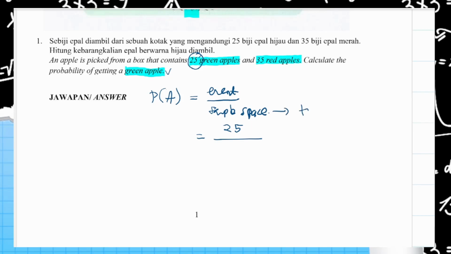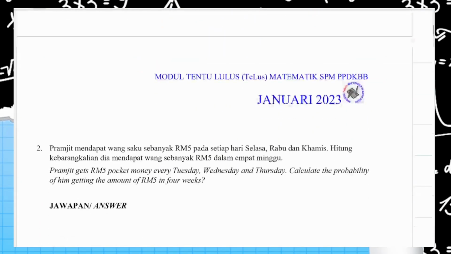Remember again, the keyword is total, all possible outcomes. So here 25 divided by 25 plus 35, so you will get 25 over 60. Remember your final answer must be in the simplest form, so you have to simplify. You will get 5 over 12. Simple question, right? So we proceed to the next question.